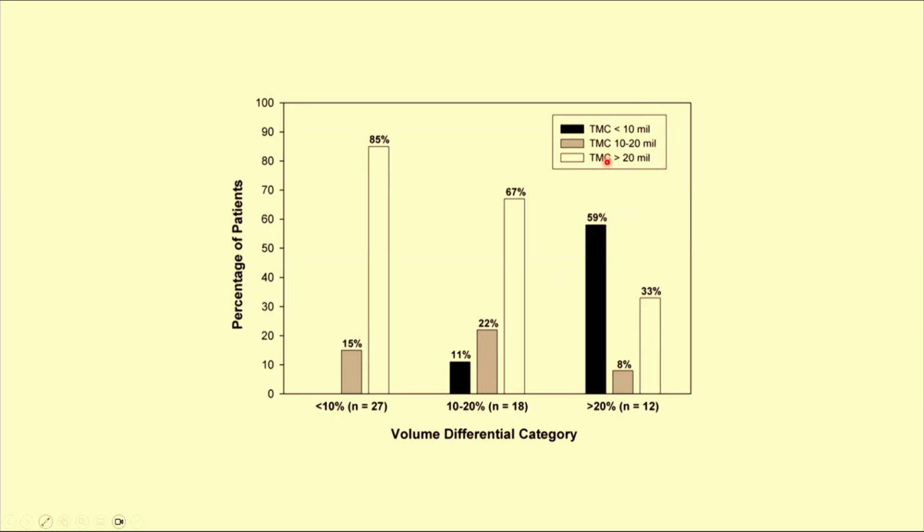And comparing to the poor quality, which let's say is less than 10 million total motile count, in the 10% testicular volume difference, it didn't show any. In 10 to 20, 11%, and more than 20%, up to 60% of poor quality of semen analysis.